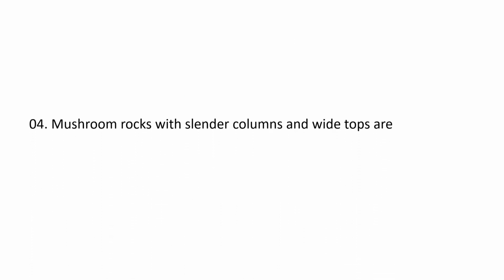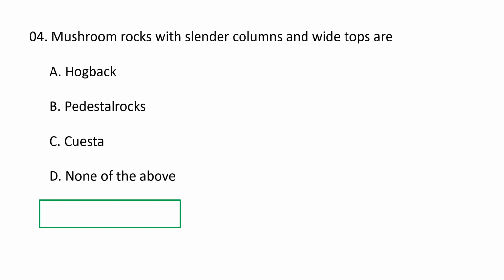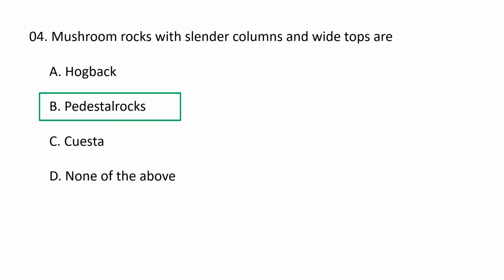Next question. Mushroom rocks with slender columns and wide tops are A. Hogback, B. Pedestal rock, C. Cuesta, D. None of the above. So mushroom rocks with slender columns and wide tops are known as pedestal rock. A mushroom rock, also called a rock pedestal or pedestal rock, is a naturally occurring rock whose shape, as its name implies, resembles a mushroom. The rocks are deformed in a number of different ways, like by erosion and weathering, glacial action, or from a sudden disturbance. So mushroom rocks with slender columns and wide tops are known as pedestal rocks.